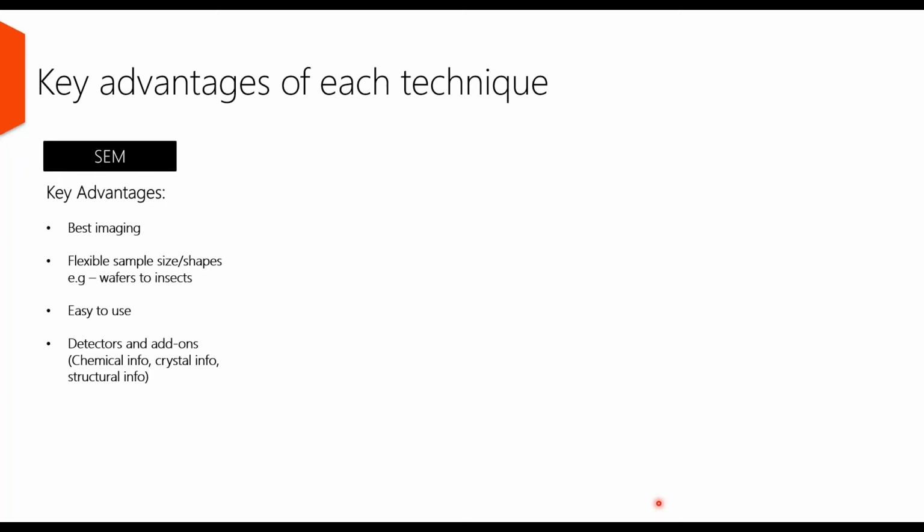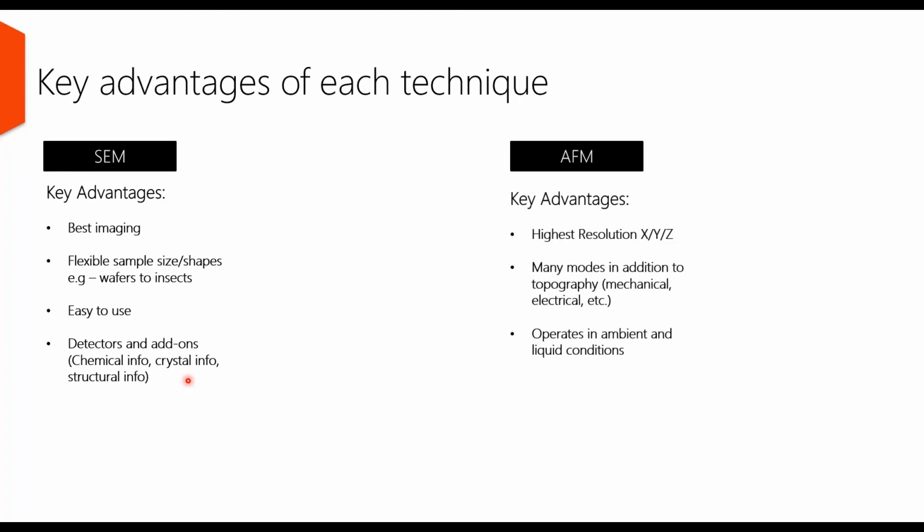So key advantages. SEM gives really nice images, so it's best at imaging. Pretty flexible with sample size and shape. They're easy to use, and there are a lot of other detectors that you can add, so you can get chemical info, crystallography info, structural info, etc.